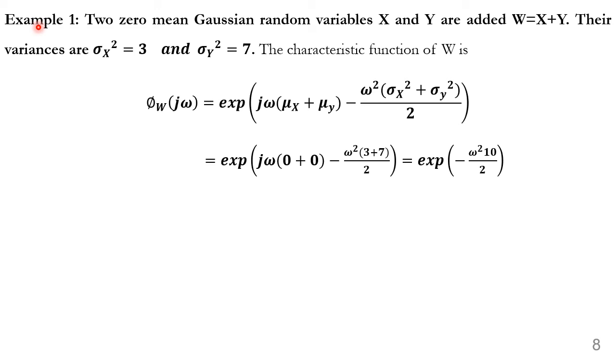We solve some problems. Example 1. Two zero mean Gaussian random variables X and Y, which means mu_x and mu_y values are 0, are added. So W is obtained by adding two random variables X and Y. Their variances are sigma_x squared equal to 3 and sigma_y squared equal to 7. The characteristic function of W is given by exponential of j omega (mu_x plus mu_y) minus omega squared (sigma_x squared plus sigma_y squared) by 2. Here sigma_x squared is 3, sigma_y squared is 7, and mu_x and mu_y both of them are 0. It results in exponential of minus omega squared times 10 divided by 2.